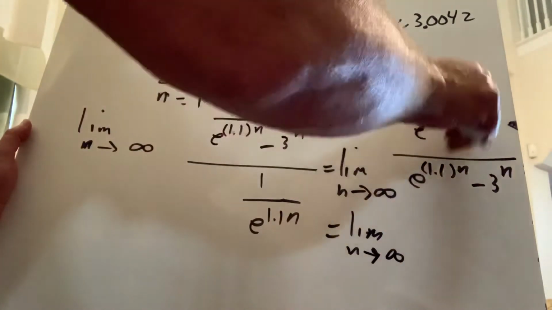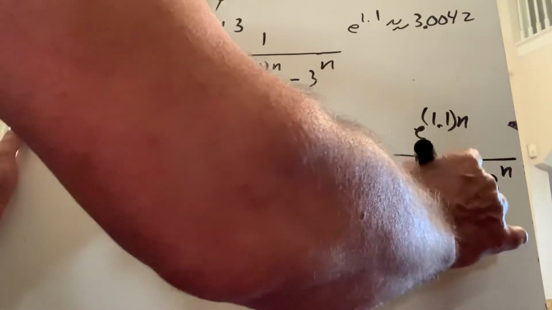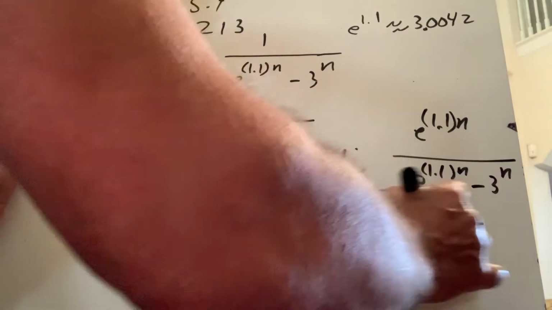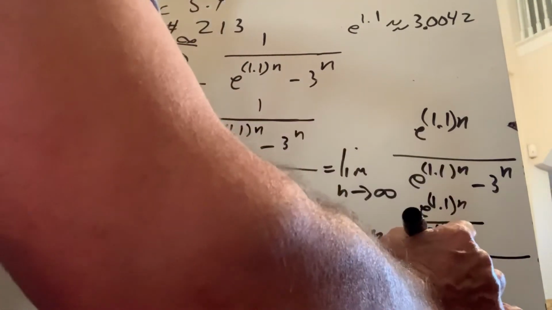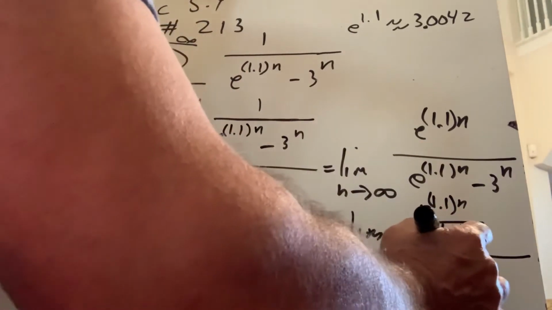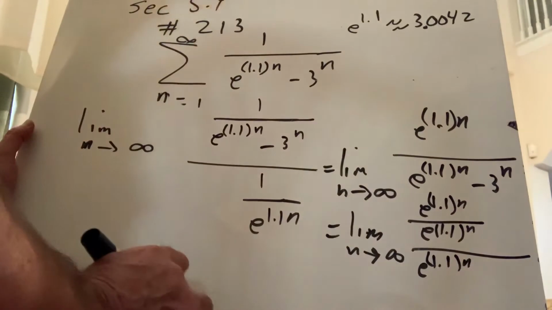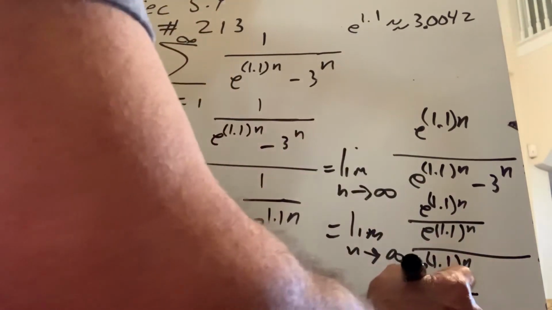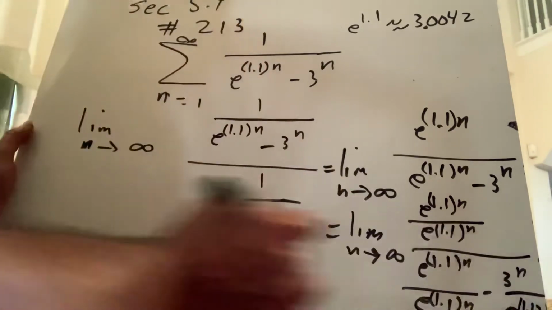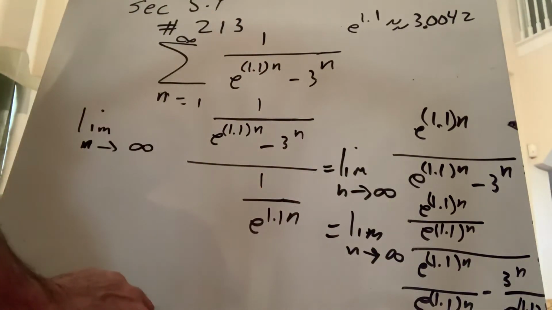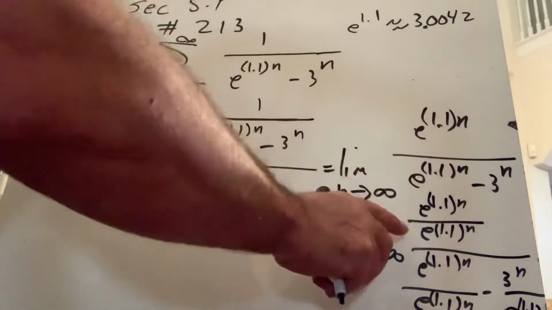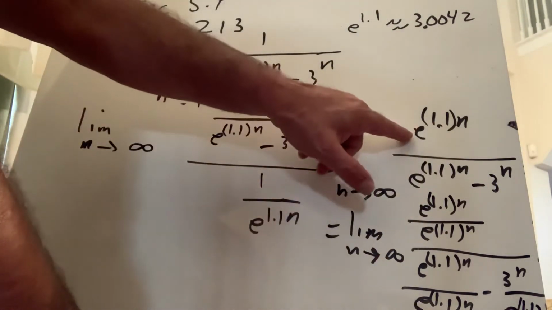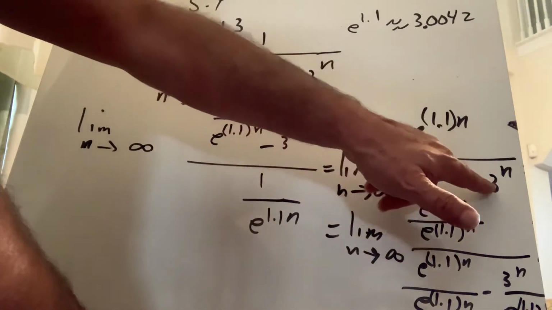So if you divide everything by the leading term, on the top you're just going to have e to the 1.1 n over e to the 1.1 n. And then the bottom, we do the same thing. Take every term divided by the leading term, which is e to the 1.1 times n over e to the 1.1 times n, and then minus 3 to the n over e to the 1.1 times n. I'm sure you remember this approach from probably Calculus 1. Anytime you take the limit as n goes to infinity, you can divide every term in your expression by the leading term. In this case, the leading term would be e to the 1.1 n, because remember that e to the 1.1, the base, was bigger than 3.